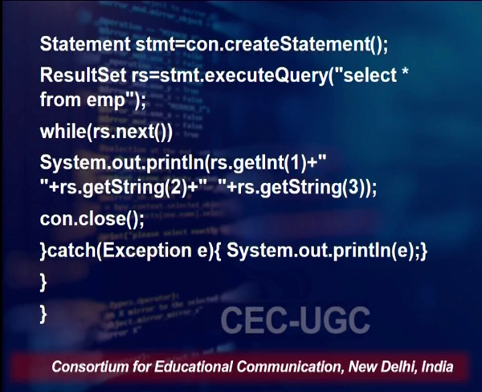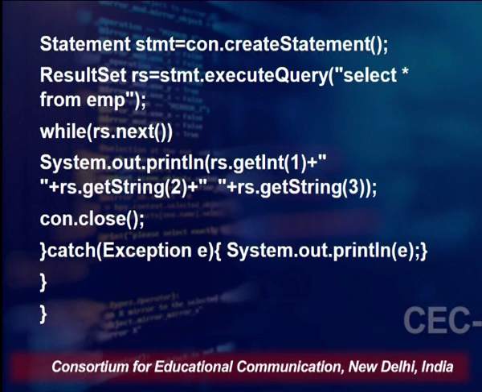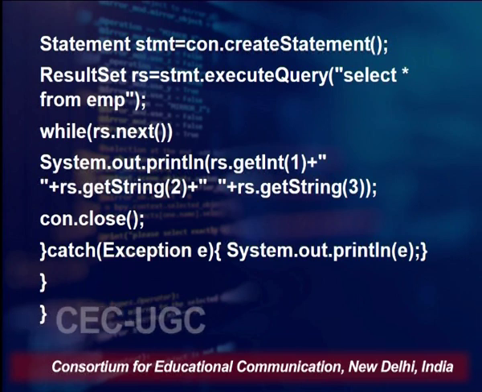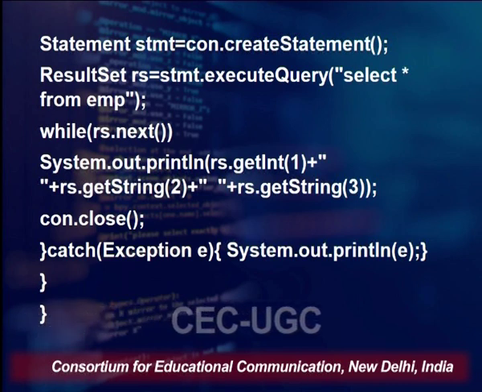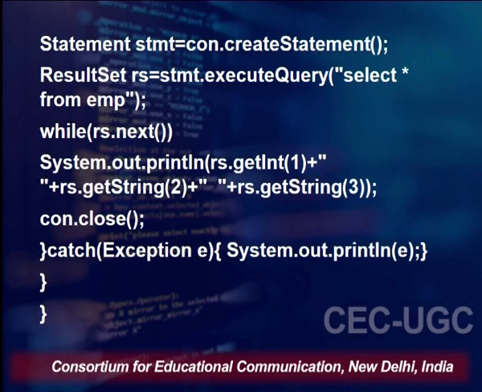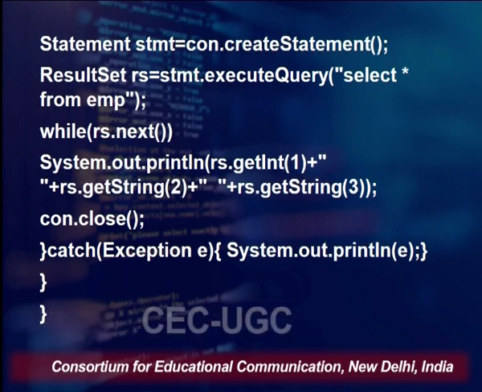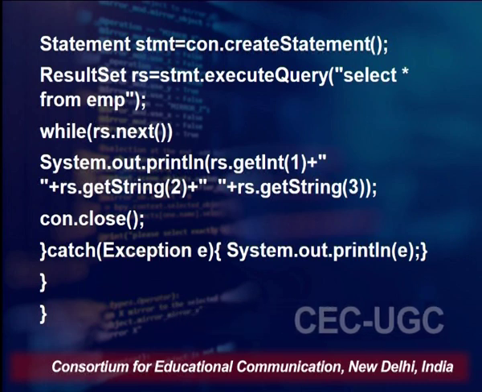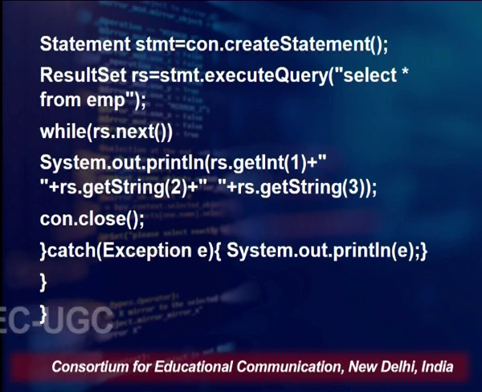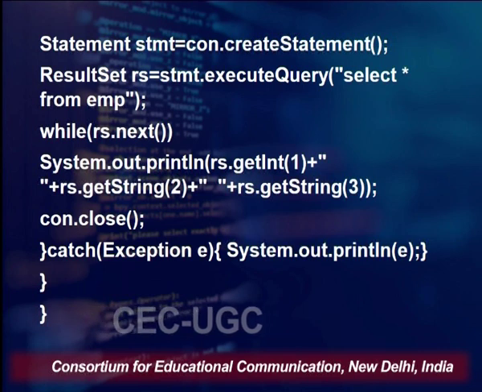That means the exception in case of absence of connection is separate, or in case of non execution of query is separate. We are not going to do that. Here we have taken one consolidated exception, and it's a super class. That is why each and every exception will fall inside this if any exception occurs. So, catch Exception e, and then we need to print System.out.println(e).